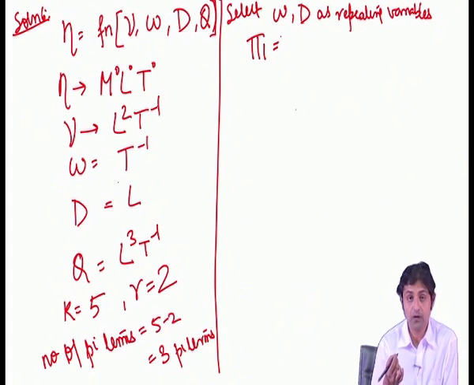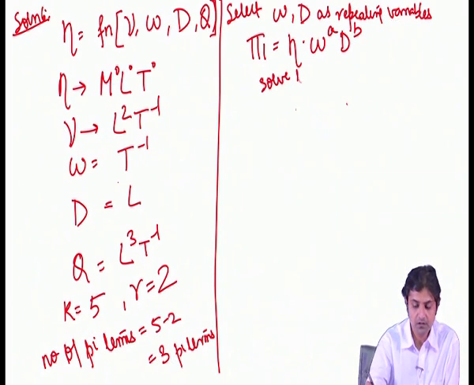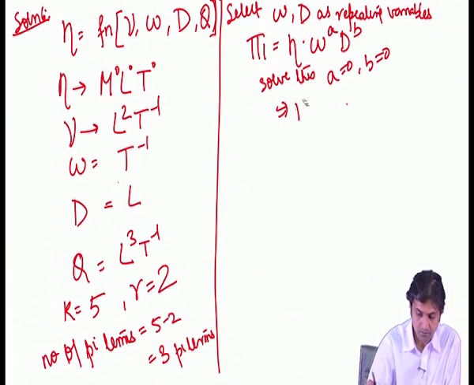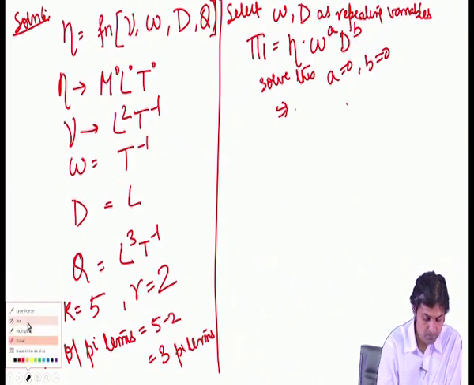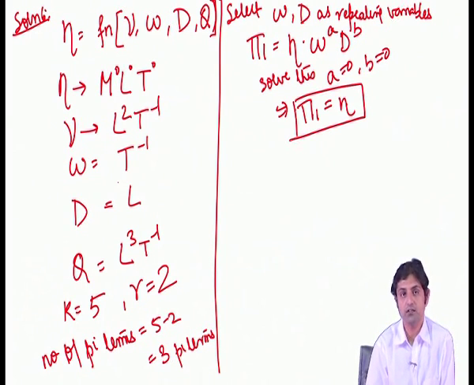If we follow our regular procedure, what is the regular procedure? We multiply the first non-repeating variable with omega to the power a, d to the power b. All right. And if we solve this, we get a is equal to 0 and b is equal to 0, implies the first pi term is going to be eta itself. All right. Very simple to see that.